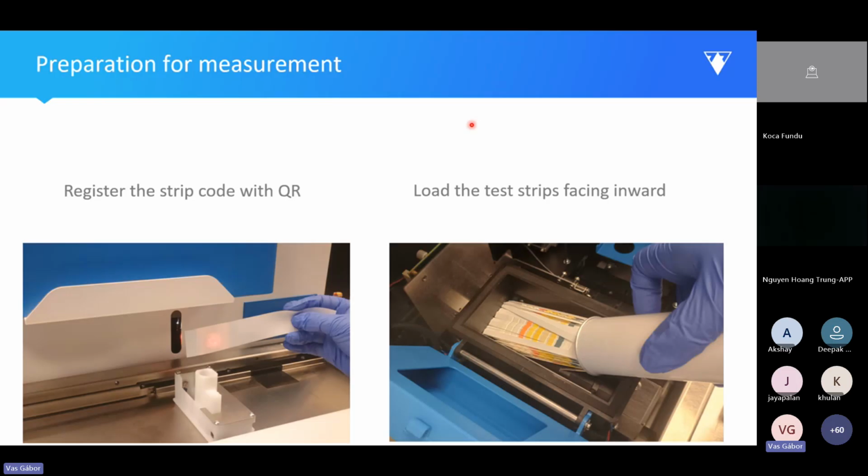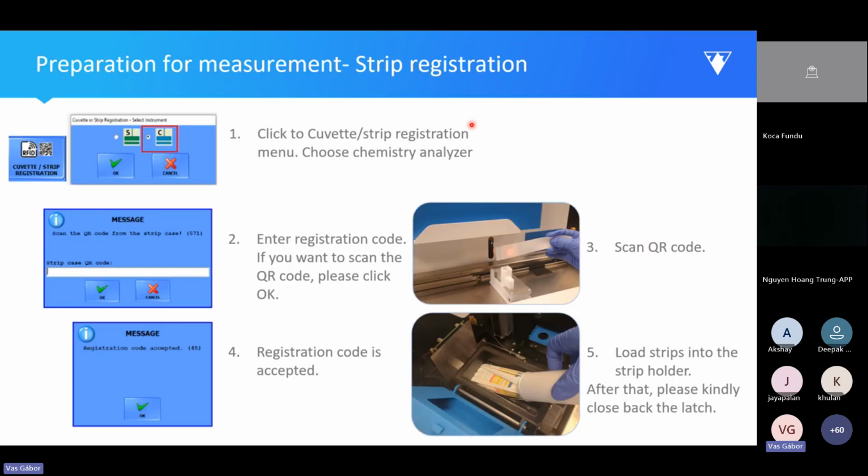So I will let you know about removing the strips at the maintenance part. So what happens software-wise here with the consumable registration, there is one button, and then you need to select which instrument you're going to load with consumables. Here, chemistry is selected. So as we can see, once you click OK, you will have the pop-up message.